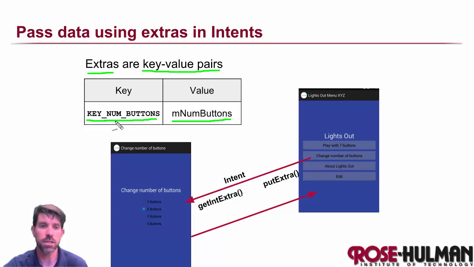And we're going to use a constant for this, since we're going to need to refer to that key from both sides, from both activities, right? Like we said, we'll put it in, and then on the receiving side, we'll get it out. As far as what that looks like in code, it's very, very straightforward. So let's take a look at an example.